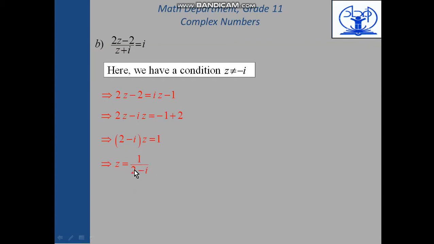Let us find the algebraic form of this solution by multiplying by the conjugate of 2 minus i, which is 2 plus i. So we get (2 plus i) over (real part squared plus imaginary part squared). So it equals 2 over 5 plus i times 1 over 5. This one is the algebraic form of the solution, the root of this equation.